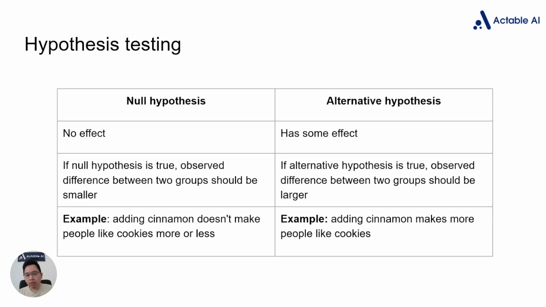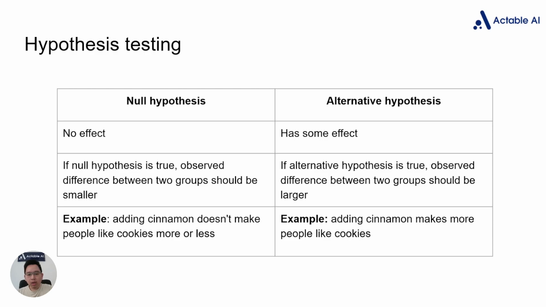In hypothesis testing, we would normally have a null hypothesis and an alternative hypothesis. A null hypothesis is when there is no effect whatsoever. So if the null hypothesis is true, then usually the observed difference between two groups should be small or close to zero. Meanwhile, if the alternative hypothesis is true, then often the observed difference between two groups should be larger than under the null hypothesis.